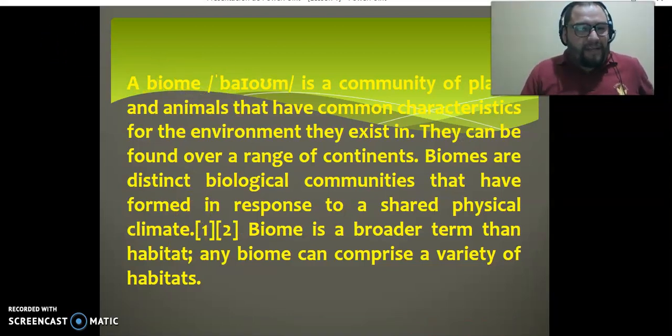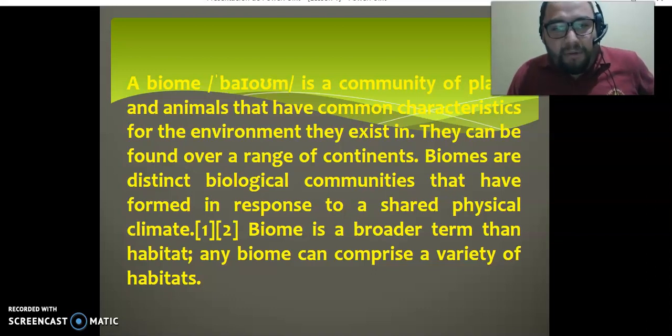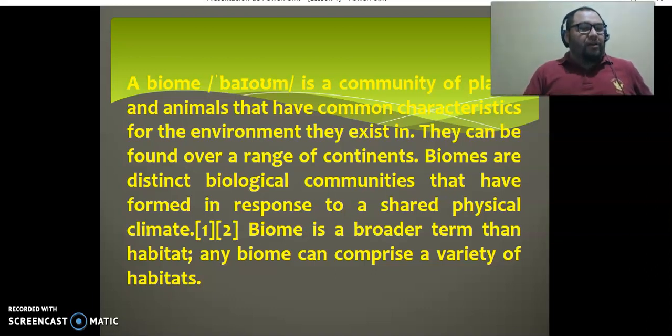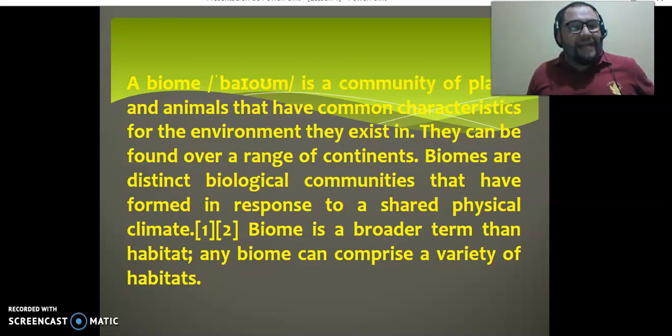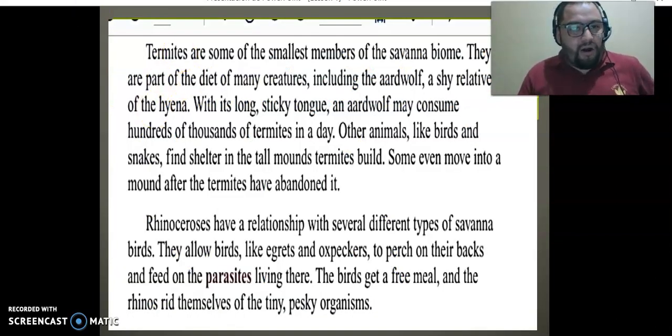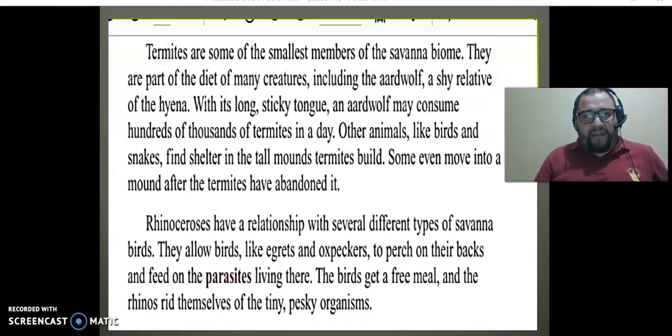Here I have the definition of biome. It's a community of plants and animals that have common characteristics for the environment. This is the magic word: environment or ecosystem. They can be found over a range of continents. Biomes are distinct biological communities that have formed in response to a shared physical climate.